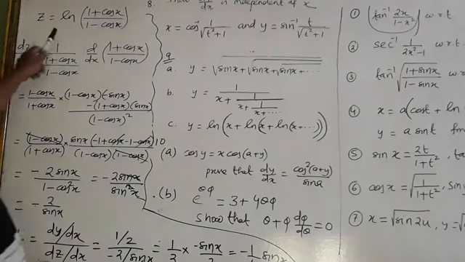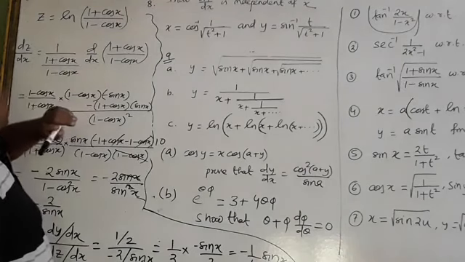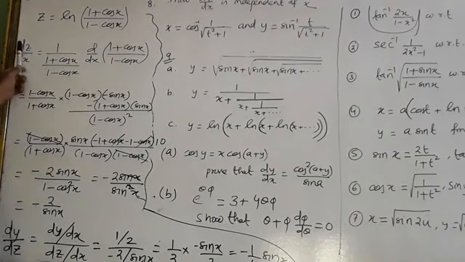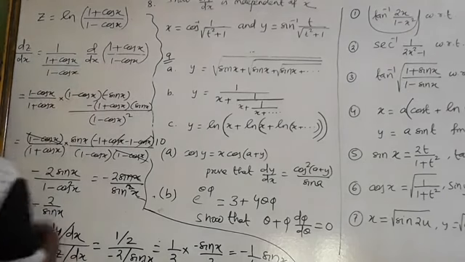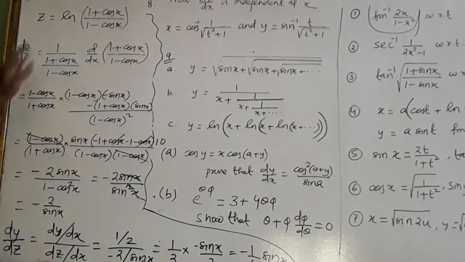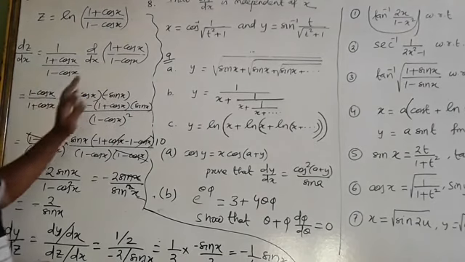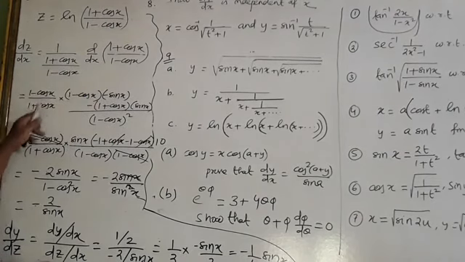Okay. Now z is equal to ln of (1 plus cos x) by (1 minus cos x). dz by dx: ln of something is what? 1 by (1 plus cos x by 1 minus cos x), into d by dx of (1 plus cos x) by (1 minus cos x). Ln box, 1 by box, derivative of box. That is, I am taking 1 minus cos x to the upper and 1 plus cos x to the lower part.